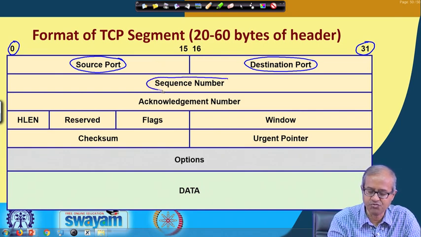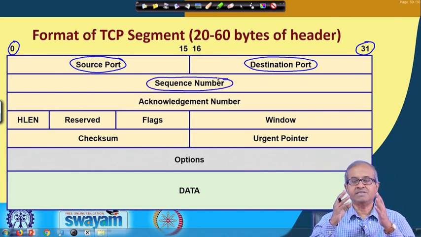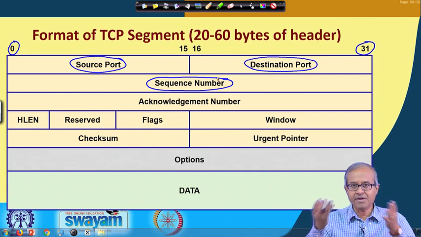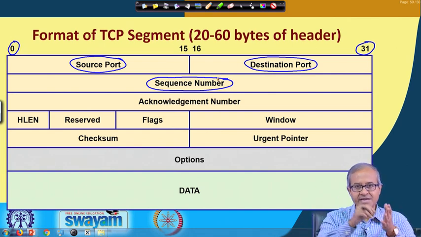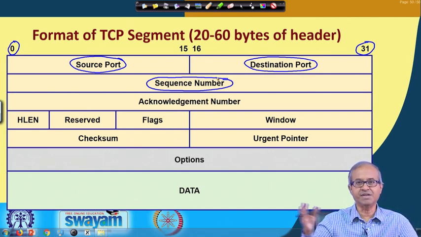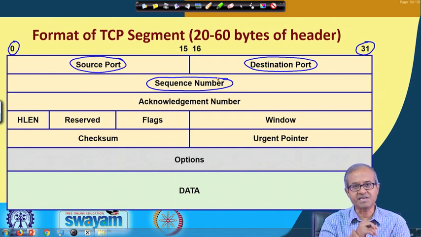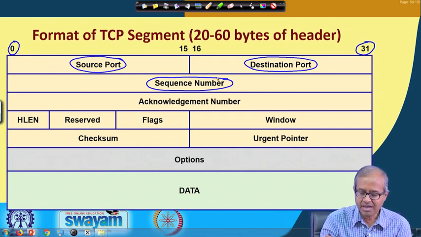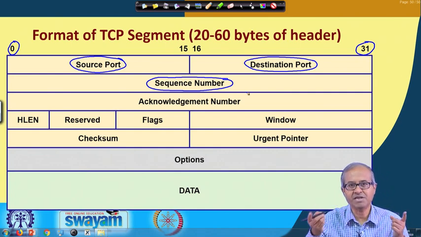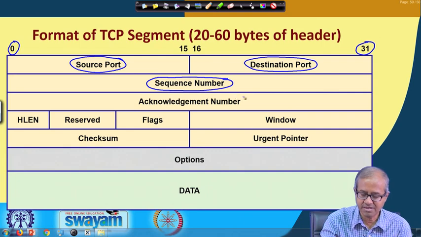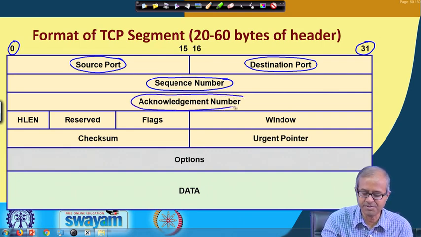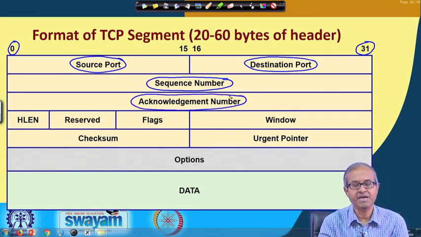Then we have a sequence number. Well, sequence number means, I told you that data are being sent in units of bytes, stream of bytes. Sequence number is like a byte number, which byte number is being sent. This is a 32 bit quantity, which means maximum segment size can be 2 to the power 32, quite large. Similarly, acknowledgement number is also 32 bits.